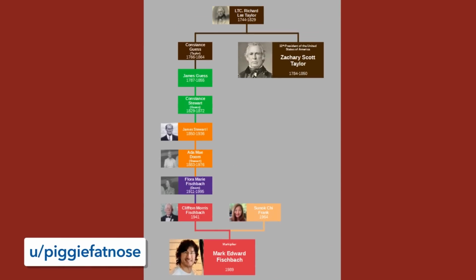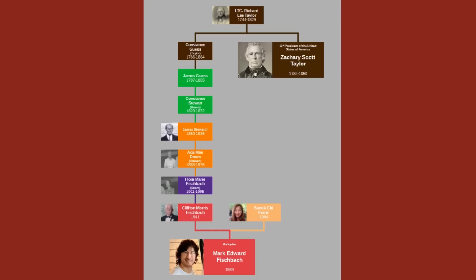This chart shows how the popular YouTuber Mark Fishbach, better known as Markiplier, is actually quite closely related to the president, Zachary Taylor. Basically, he's a direct descendant of Taylor's sister, Constance. So, although the Fishbachs are of more recent German descent, Mark has some deep US ancestry through his maternal grandmother, Flora, whose maiden name was Doom. So, that's kind of interesting. I hope the Genie Vlogger sees this, because he has a special interest in tracing the family trees of YouTubers.